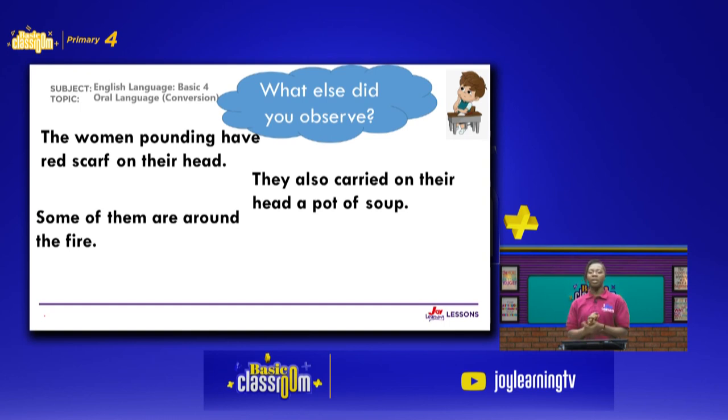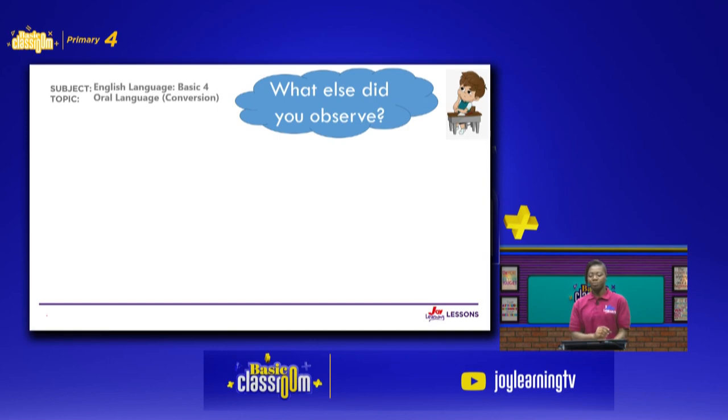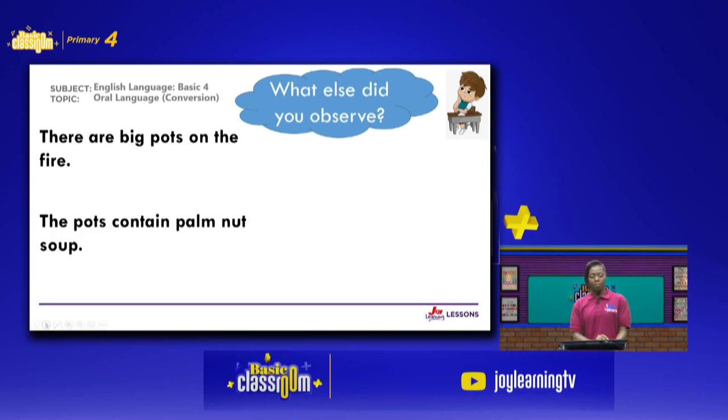When everything had finished, they had to carry the soup on their heads. They carried the pots of soup that they prepared on their heads. Then another set also carried a bowl of the kpokpe on their heads. So we had one set with soup, one set with the kpokpe. We are still on our observations. There were also some big pots on the fire as they were preparing. We had a big pot on the fire, and these pots contained the soup, as I have mentioned already.